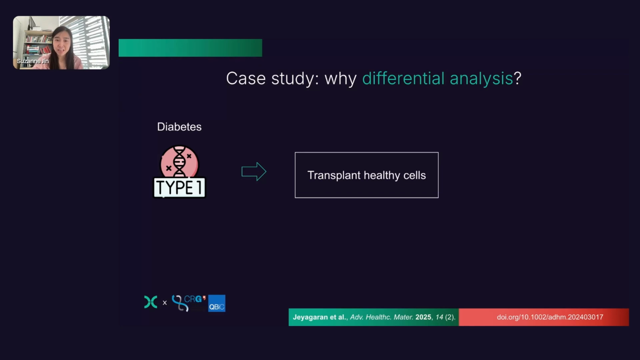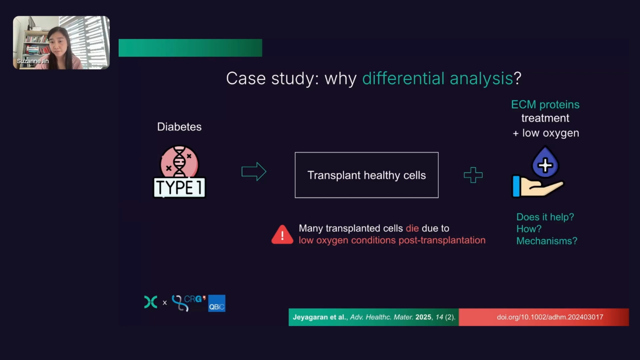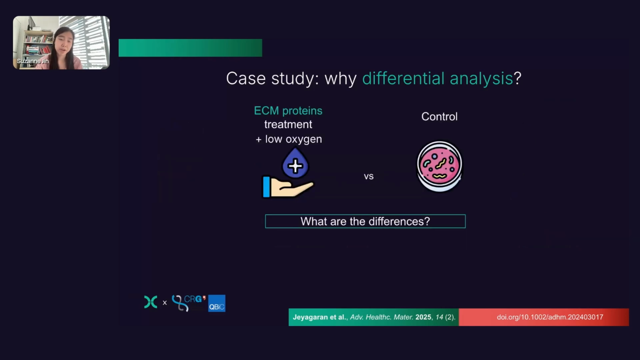The therapy is very promising, but the bottleneck so far is that many transplanted cells die due to the low oxygen conditions after the transplantation. Because of this, what this case study wants is to find out if specific treatments can actually help the cells to better survive, and if so, how it's done and what the underlying mechanisms are. For that, they compared the treated conditions versus untreated conditions and asked what the differences between them are. Here is where differential analysis can help.